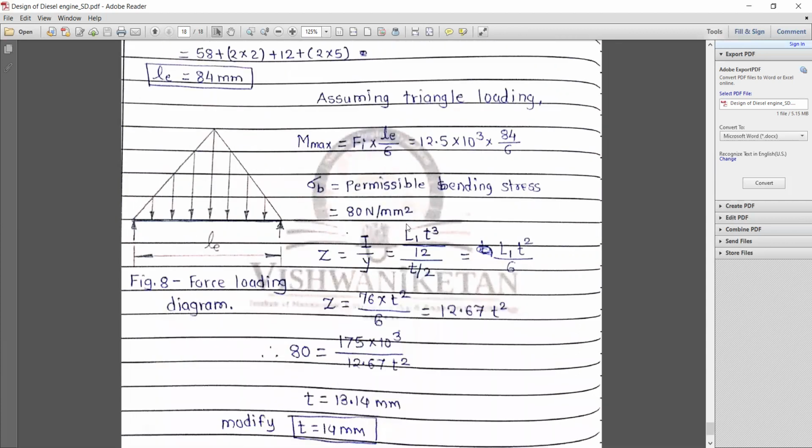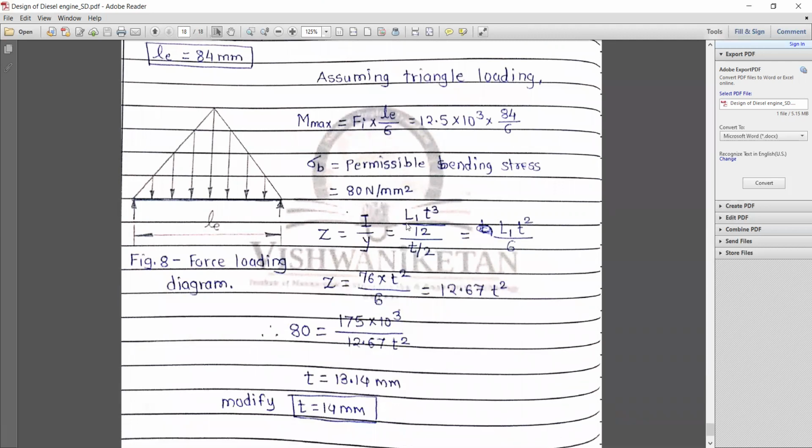Assuming the triangular loading condition, which is shown in figure number 8, M max is equal to Fi into Le by 6. So 12.5 into 10 raised to 3 into 84 by 6. The maximum permissible stress is 80 newton per mm square. Z is equal to I by y, that is L1 T cube divided by 12 divided by T by 2. So L1 T square divided by 6. So putting all the values, what do we get?